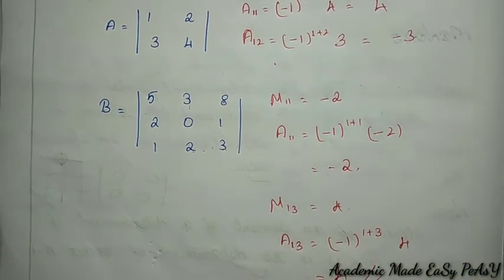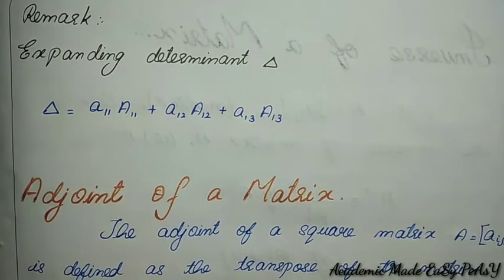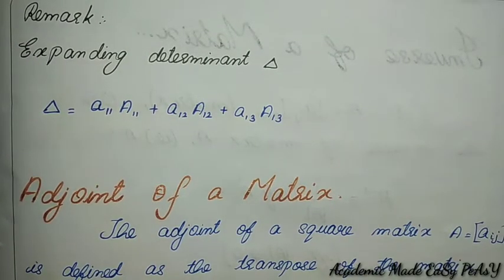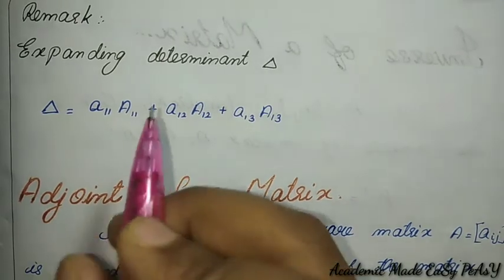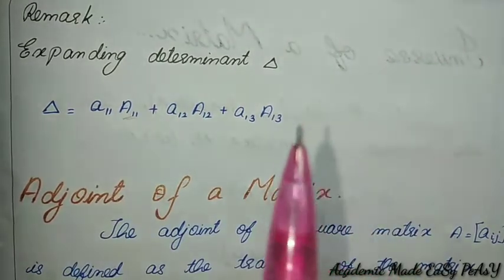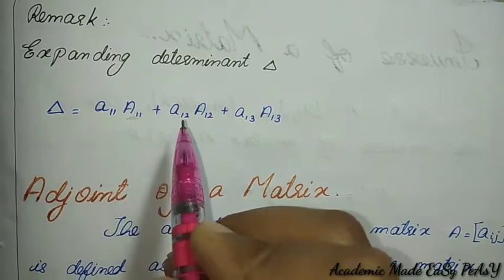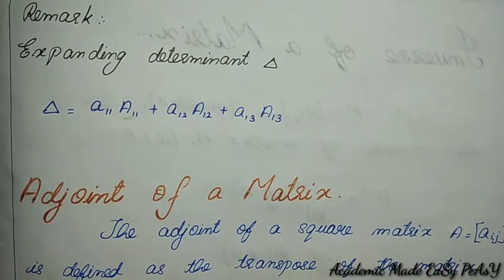So similarly, we will be finding for others also. Remark: expanding a determinant, there's one more method. We will be finding cofactors, isn't it? So with those cofactors also, we can find the determinant value.